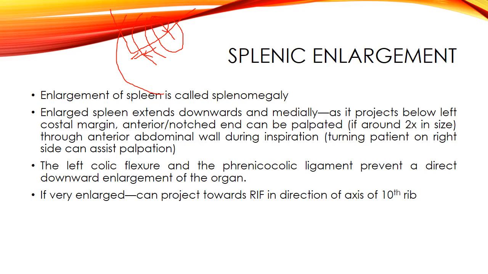The left colic flexure and the phrenicocolic ligament. We have said that the phrenicocolic ligament was supporting the anterior end of the spleen. So this is the reason why the spleen doesn't just enlarge downwards, because it is preventing the spleen from enlarging directly downwards. That is why some of the enlargement is directed medially as well. And if the spleen is very, very enlarged, it can even project towards the right iliac fossa in the direction of the axis of the 10th rib.